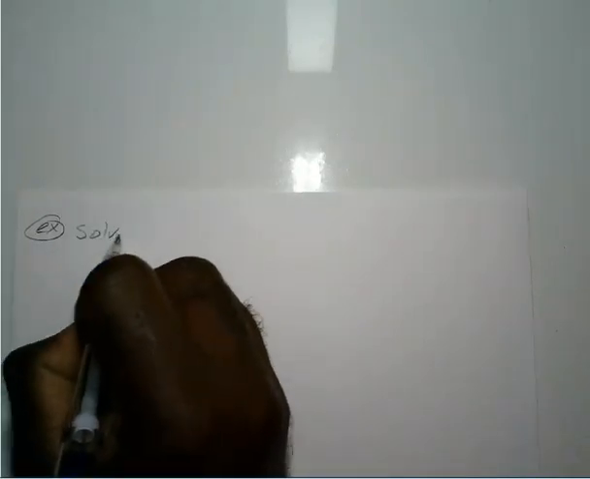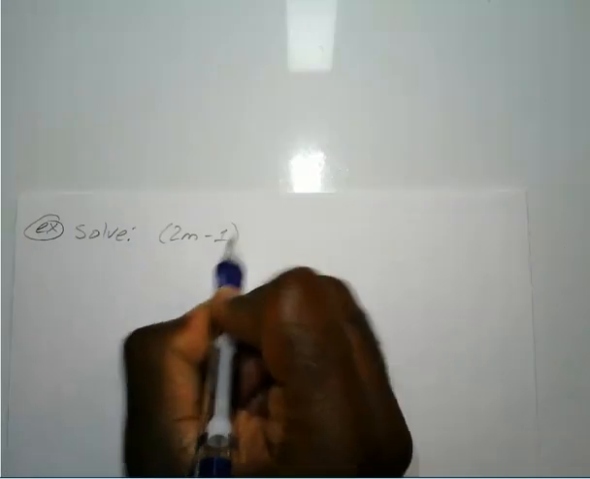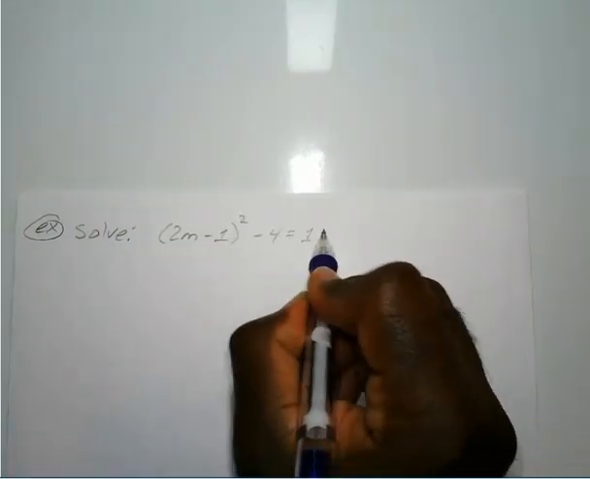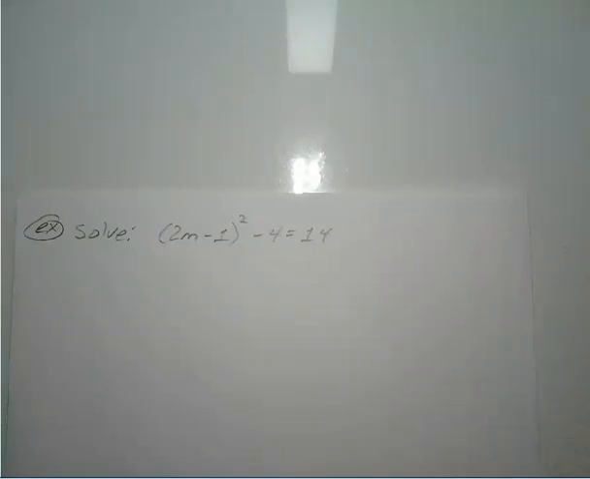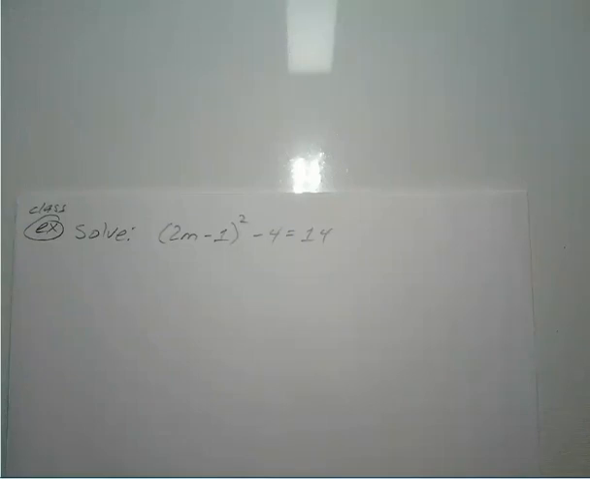Okay, so what if we wanted to solve (2m − 1) squared minus 4 equals 14? Alright, so what I want you to do is press pause and try solving this one on your own.